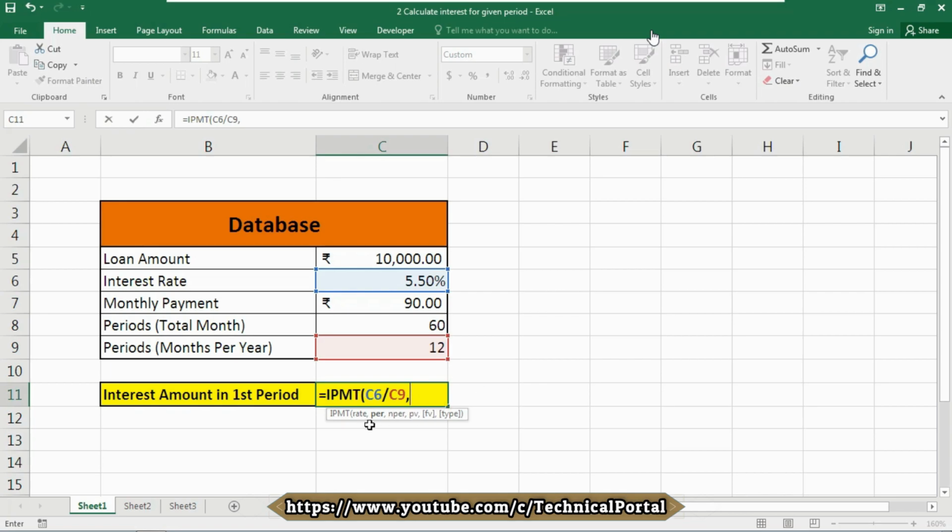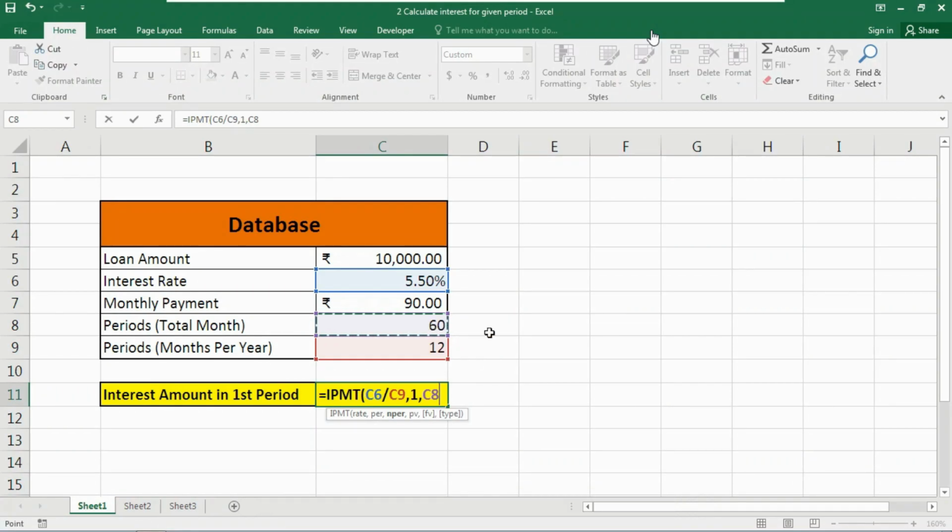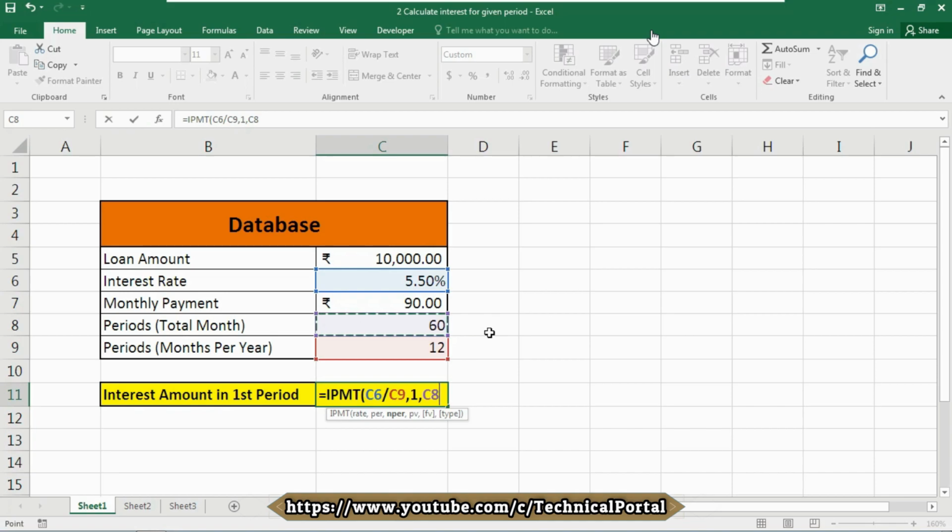Insert a comma. Now it is asking for PER. PER means the period we want to work with. Here I am going to use number 1, since we are interested in the interest amount of the first payment, note that carefully. Insert a comma. Now it is asking for NPER, and what is the NPER? So here NPER means the total number of periods in months that we have included in this C8 cell, that is a total of 60 months, that means 5 years, right?